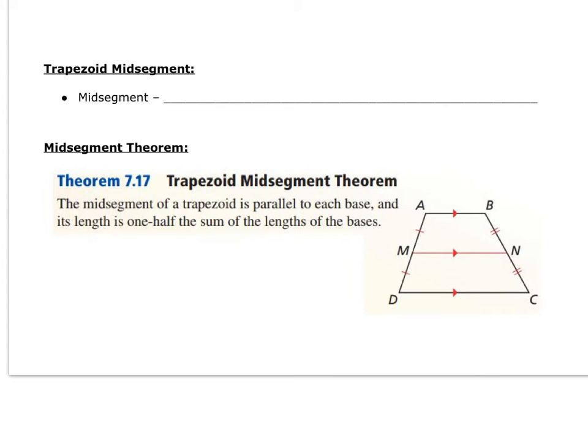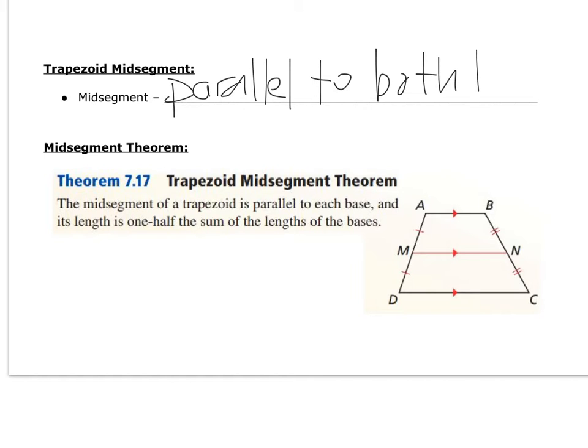Alright, now we have to talk about a midsegment. We already did a midsegment earlier in the year. We did the midsegment of a triangle. The midsegment of a trapezoid is somewhat similar, but not completely. If I have a trapezoid and I have a midsegment, then my midsegment is parallel to both bases. Remember, there's two bases in a trapezoid, so it's parallel to both bases.